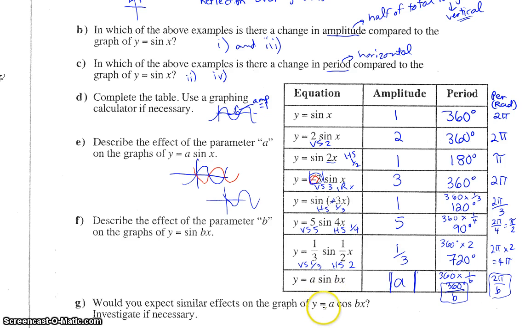Would you expect similar effects on the graph of y equals a cos bx? The cos graph looks very similar, right? The cos graph was like this. Same idea, same period, same amplitude. So yes, it would have the same effects. All right, let's look at the next page.